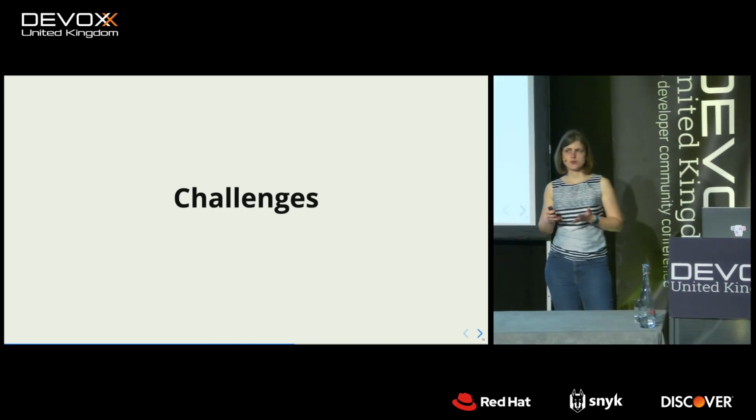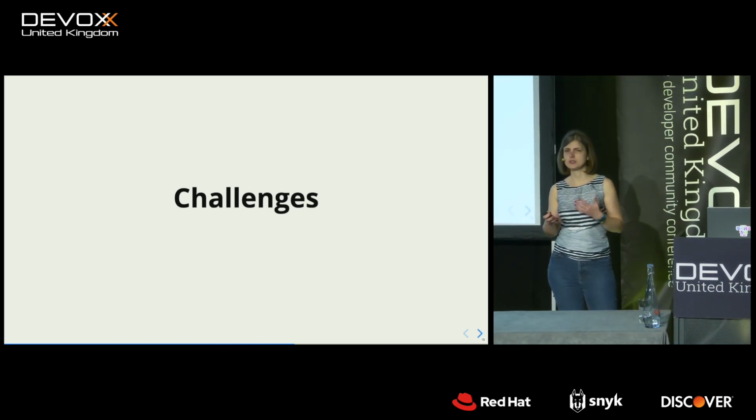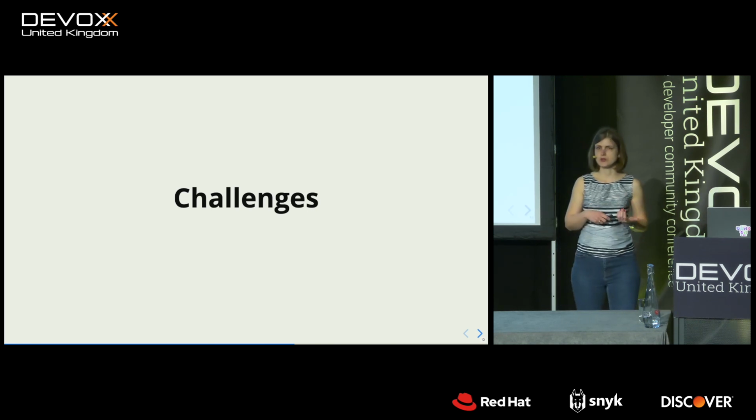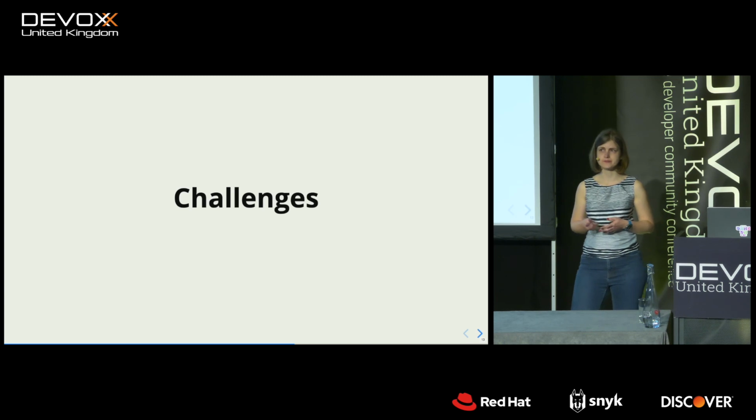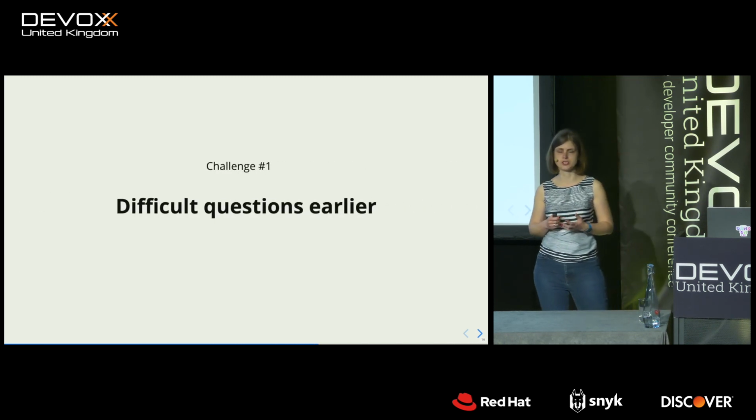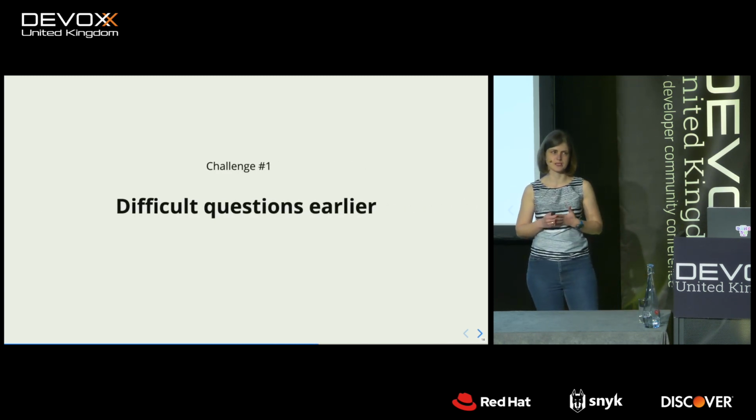Now, if it's all so great, then why aren't we all using it all together? Why aren't we dropping all example-based tests, and should we? Of course, there needs to be some fine print. And now let's talk about the fine print. There are four main challenges, in my opinion, for property-based testing.